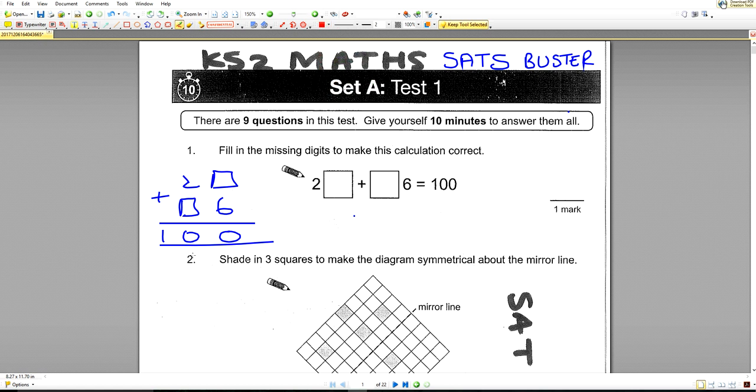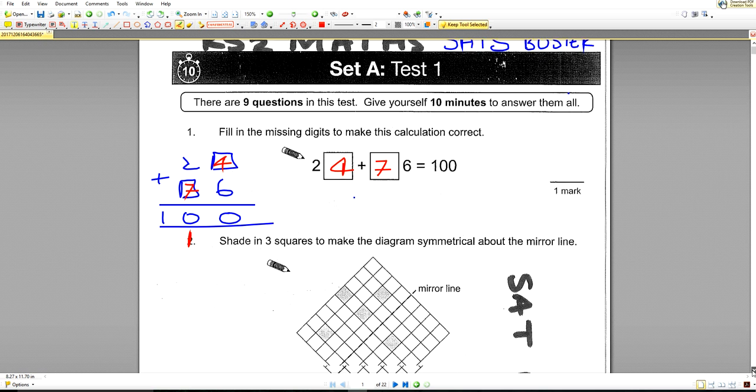Something add 6 is 0. Well, that's not really 0, that's really a 10. So there's got to be a 4 in there. Now 2, add the 1 above makes 3, and add the missing number will give you 10. So that number then becomes 7. So it's easy to do once you rewrite it in a different format.